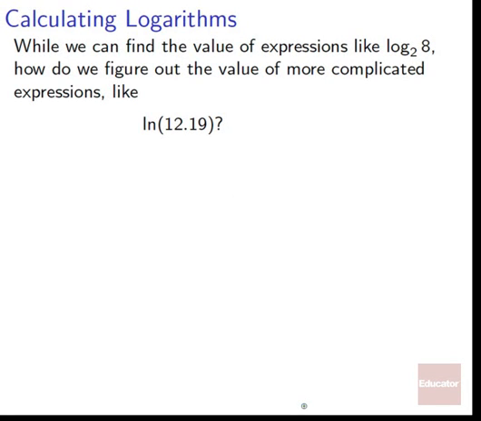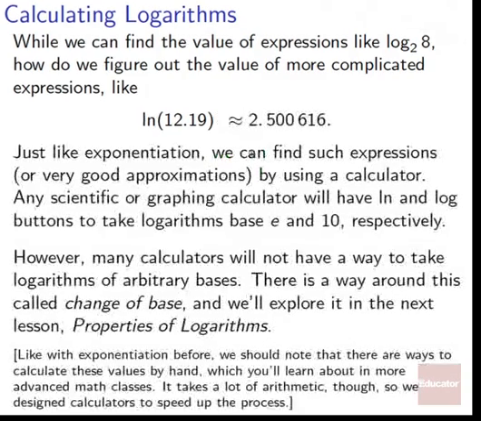Well, we can find the value of expressions like log base 2 of 8. We know that came out to be 3 because the number that we raised 2 to get 8 is 3. How do we figure out the value of more complicated expressions? Like if we wanted to figure out the natural log of 12.19, and as we just saw, that'd be the same thing as asking what is log base e of 12.19? Well, e is a very complicated number, right? It goes on forever, it's irrational. 12.19, that's not a very friendly looking decimal number. So how are these two things going to interact? We can guess it's probably not going to come out very cleanly in a nice way. Sure enough, it doesn't. It comes out to be approximately 2.500616, and precisely it would keep going forever as well.